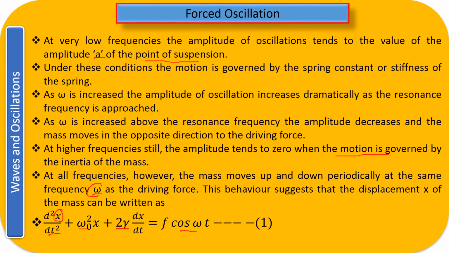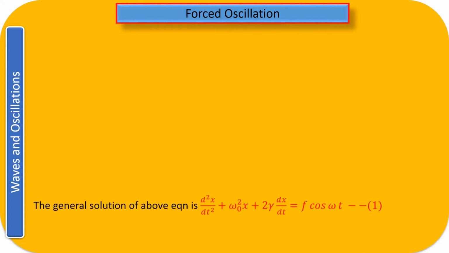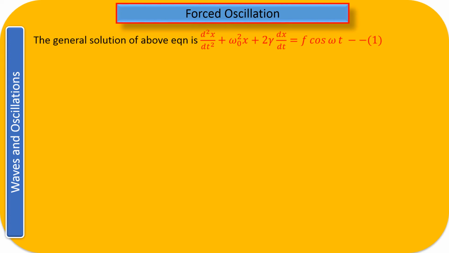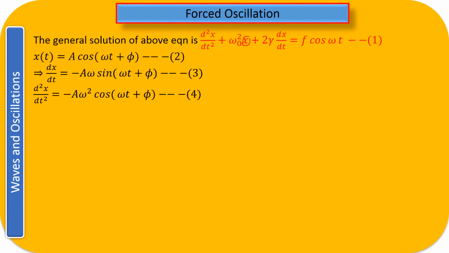You can differentiate two times or one time, whatever the condition requires, and substitute all those values in equation 1 to solve the differential equation. So let us see. The general solution that we saw in the previous slide, from here we have to find the value of x. So x can be given as x equal to a cos omega t plus phi. If I differentiate once, I get minus a omega sin omega t plus phi. Again, if I differentiate, I get minus a omega square cos omega t plus phi.